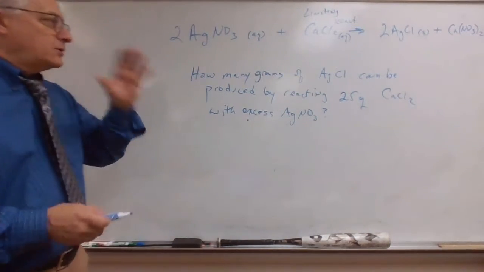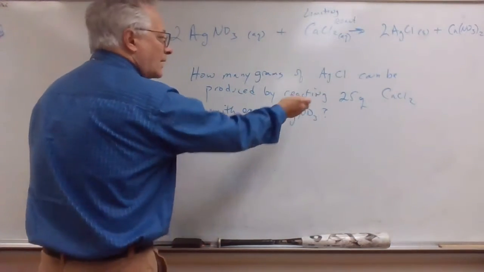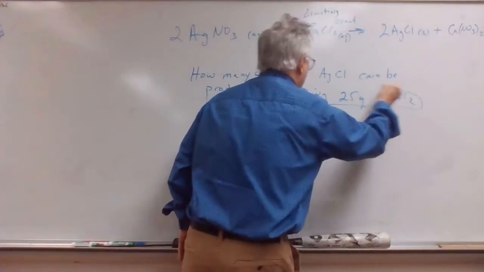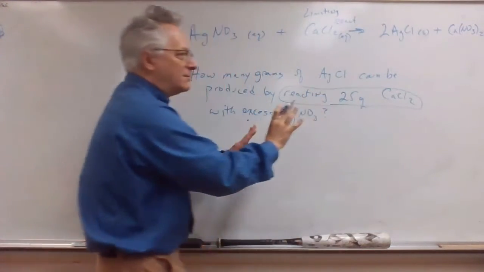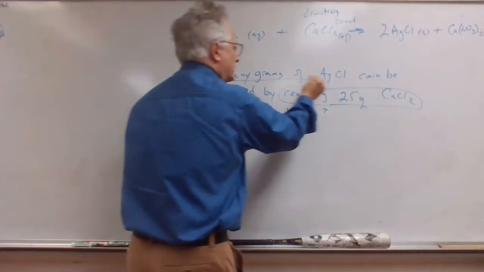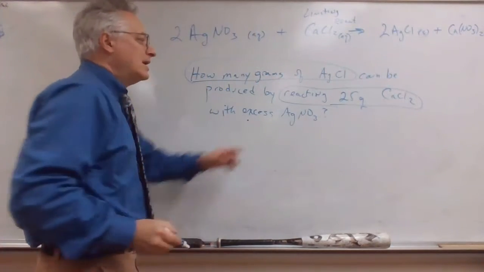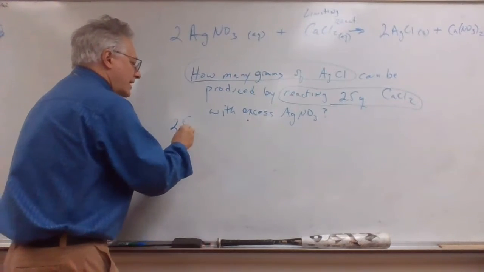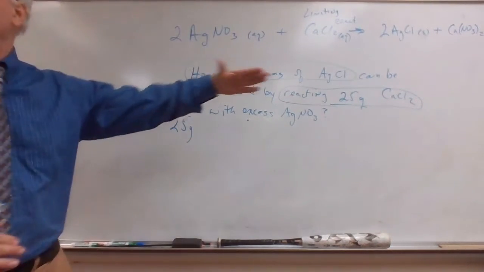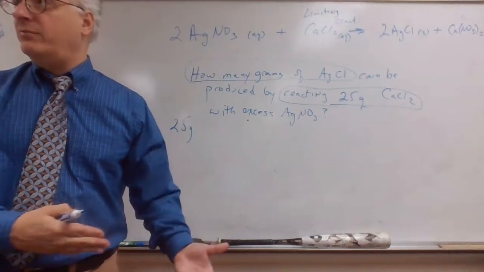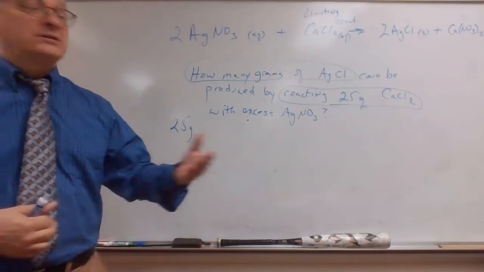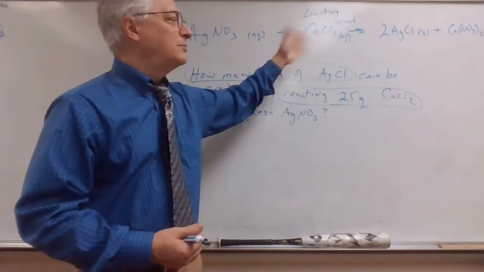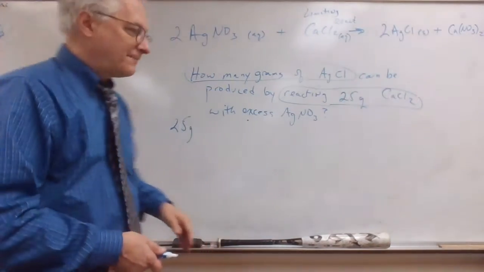Let's review. First thing, let's change our grams of calcium chloride, because that's our given amount. And again, this is our question: how many grams of silver chloride? So first things first, we have 25 grams, and I suggest writing it down just like this and following this pattern, because it'll save you, because sometimes the reactions aren't just simple 1-to-2 ratios or things like that.